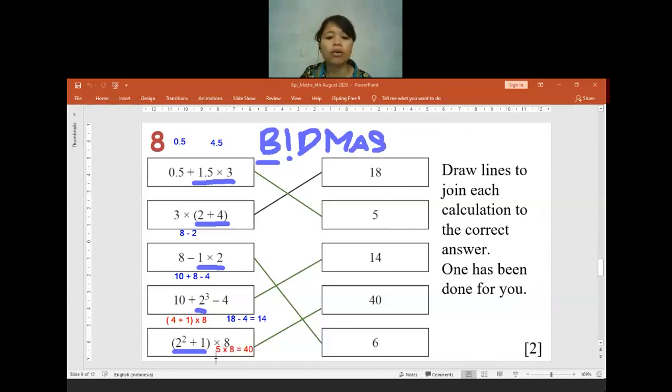Is there anyone who is confused so far? No. Really, for sure? Yeah, for sure. Okay, if you have no confusion, I will move to question 9.